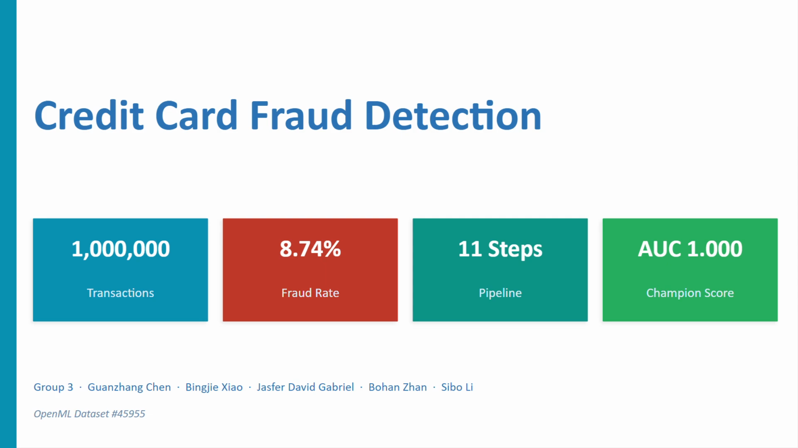Our final project is going to talk about fraud detection for credit cards. For our database, we have 1 million transactions with around an 8.7% fraud rate, and we do that through 11 steps. Our final goal is to have the AUC and the precision scores at one point.